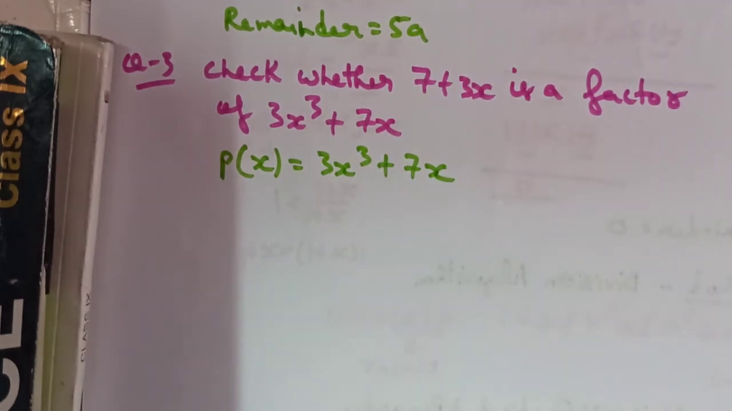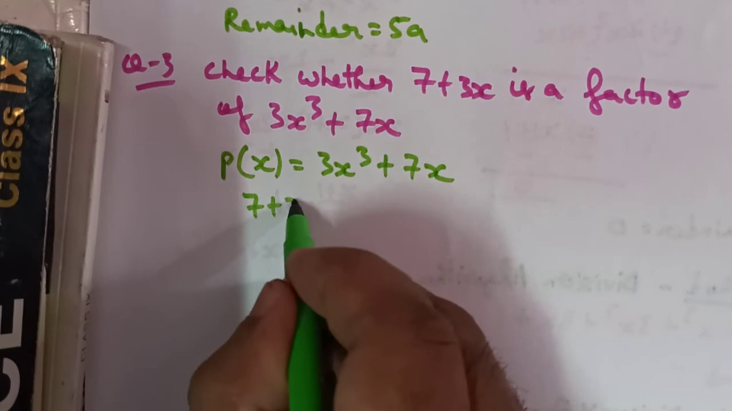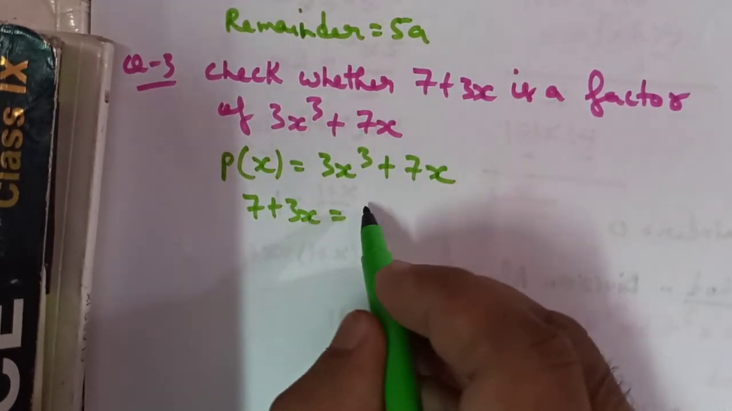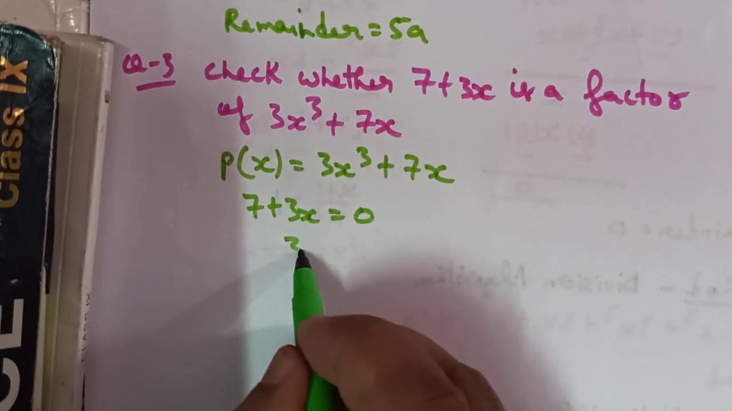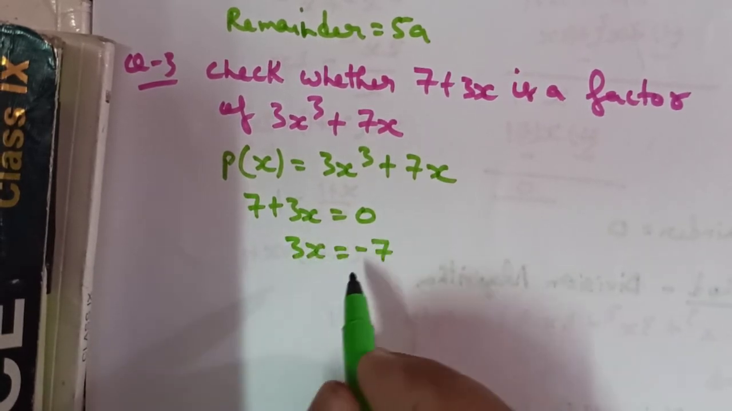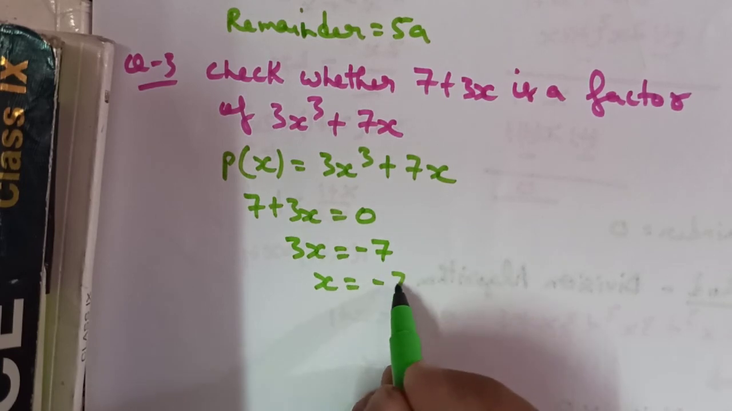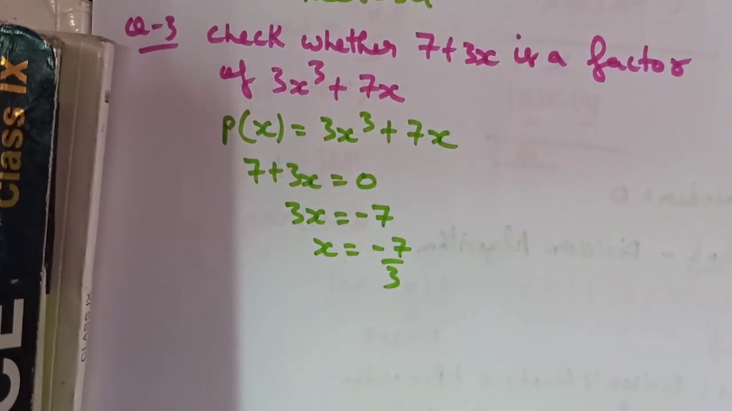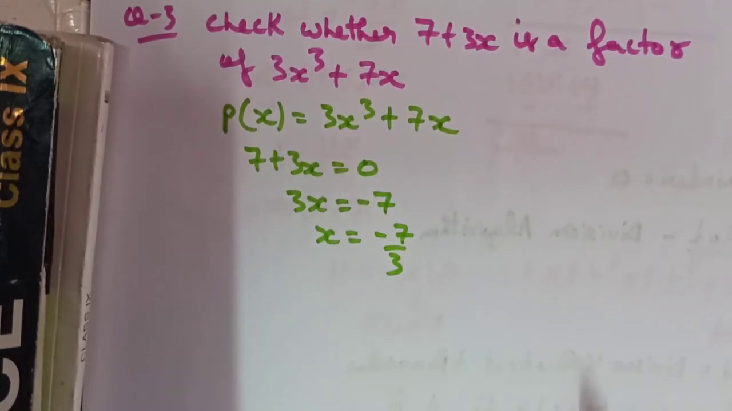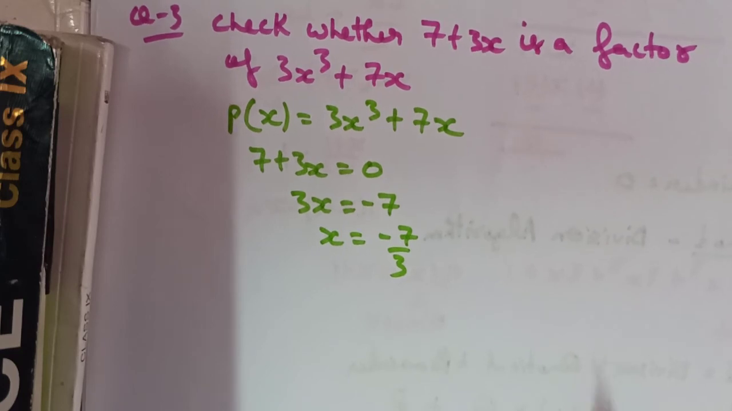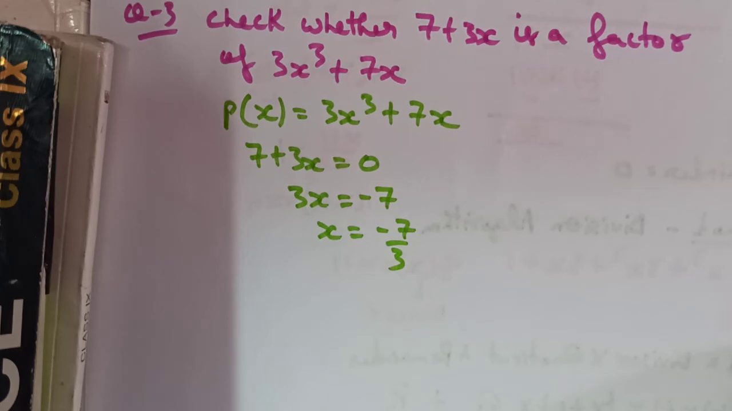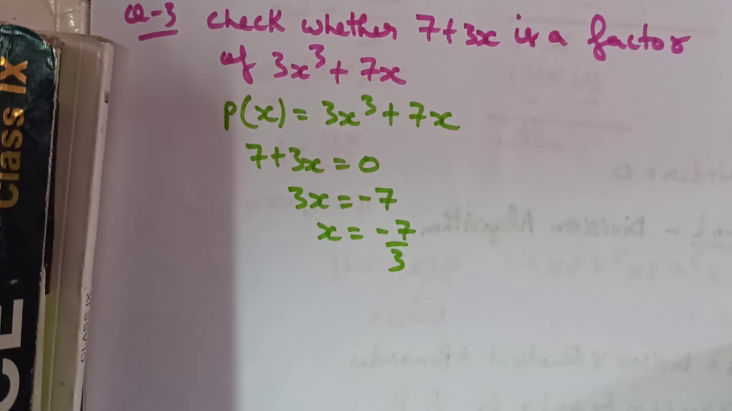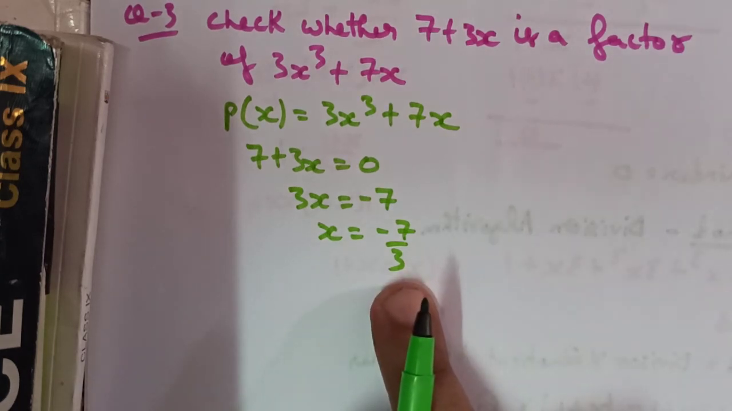So first step is we will be calculating the value of a, that is the zero of the divisor polynomial. So 7 plus 3x equals 0, 3x will be equal to minus 7, x will be equal to minus 7 upon 3. So we have got the value of a as minus 7 upon 3. Now if we want to calculate the remainder, by the remainder theorem we know that the remainder of the polynomial p(x) will be equal to p(a), that is p(minus 7 upon 3) in this case.